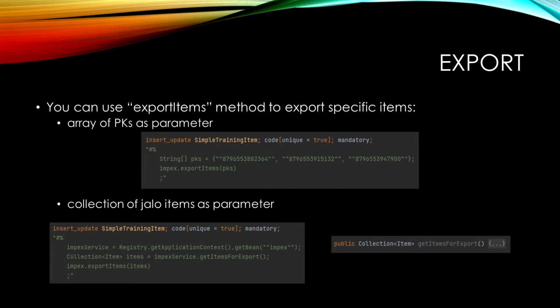Now let's have a look at the export. It is used way less than import and has fewer features. Still, it's a valuable part of the Hybris suite. Items can be exported by plain primary keys or by a collection of items, but as Jalo.